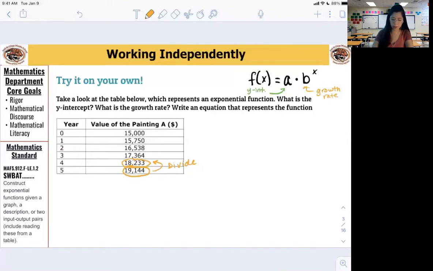So when you divide, you get 1.0499. So I'm going to leave it like that for now because I want to do it one more time and see what I get the next time around. So this time, 18,233 divided by 17,364. What do you get that time?